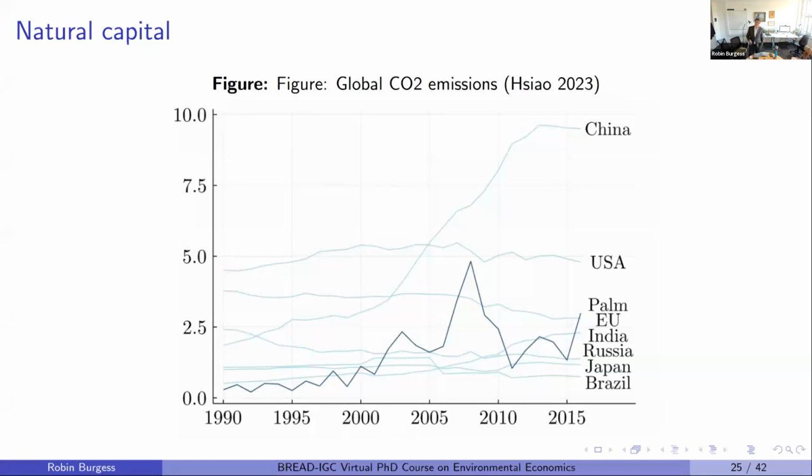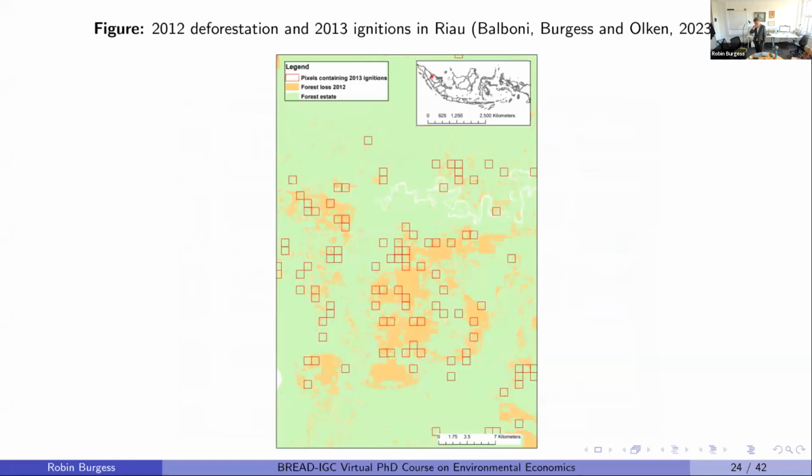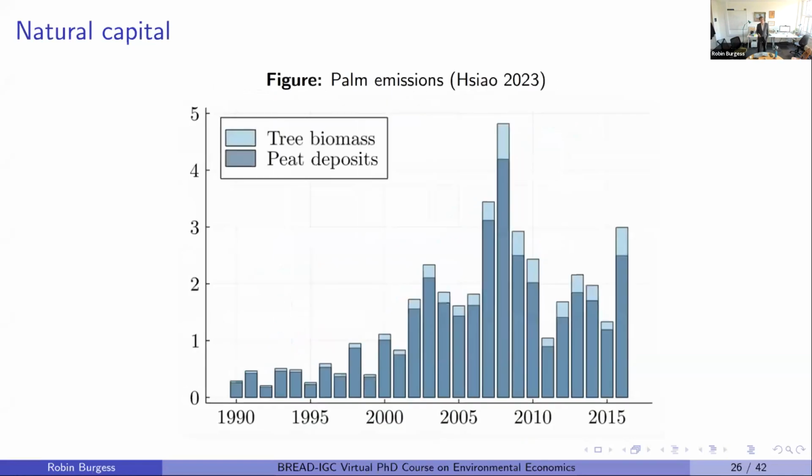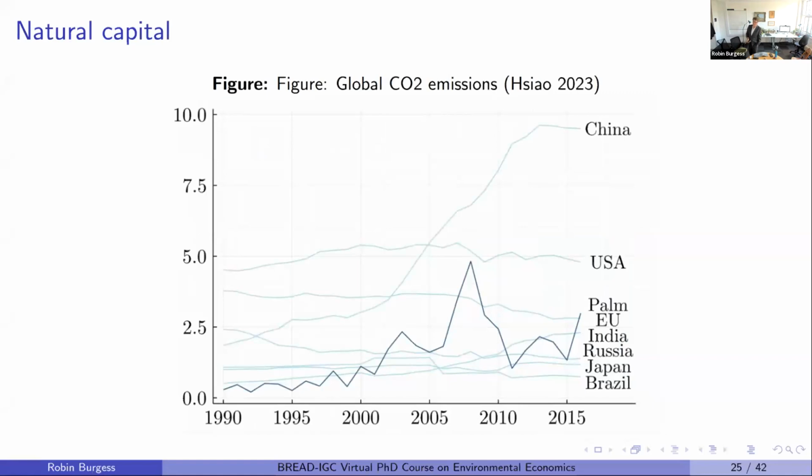And so the idea here, which Alan focuses upon, is, if we go back one slide, this is from a paper with Ben Olken and Claire Balboni, who's now here. The little squares are where the ignitions are, and the orange is the forest that's been cut in the year before. You can see basically you cut the forest, then you burn it. Now this is a really interesting thing, and this is just an idea at the moment. If you look at the emissions, remember these are higher than the EU, so it's massive amounts of emissions.